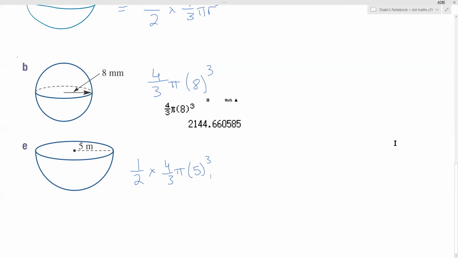So fairly straightforward. I will have a look at your textbook and see if there are any harder questions. Not really. This seems to be pretty straightforward. So you should be fine with the homework, I believe. Yeah, you should be fine.